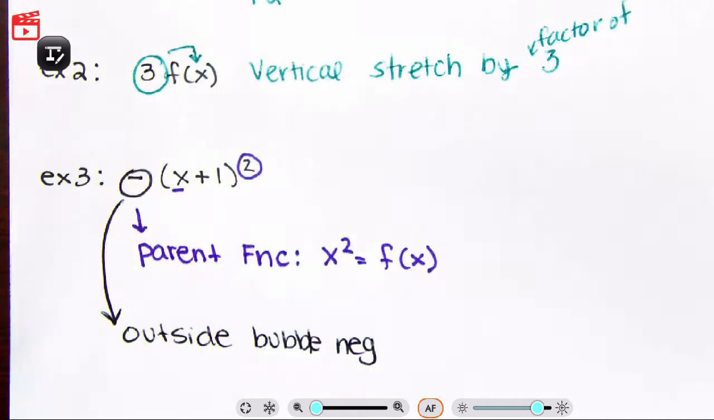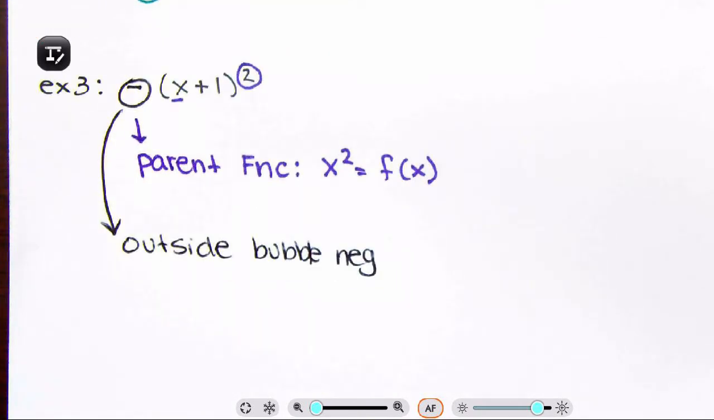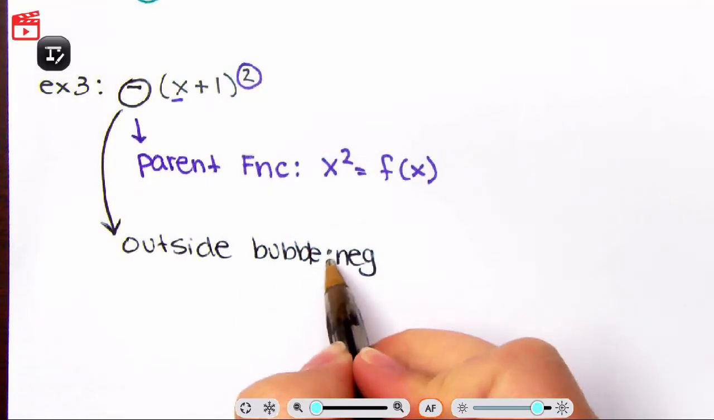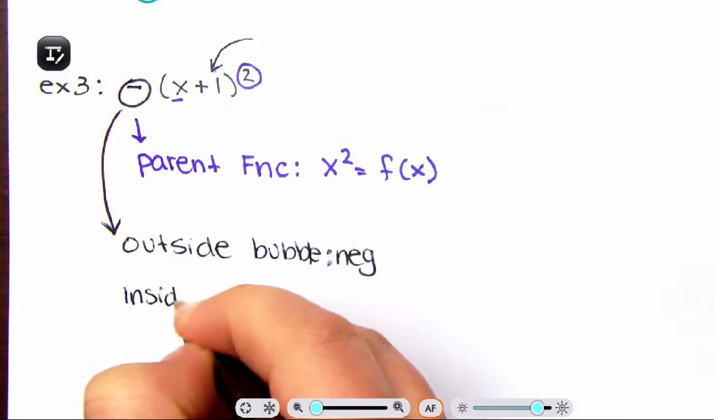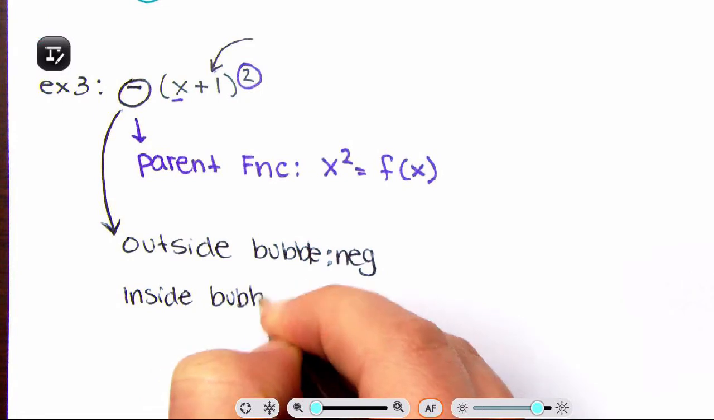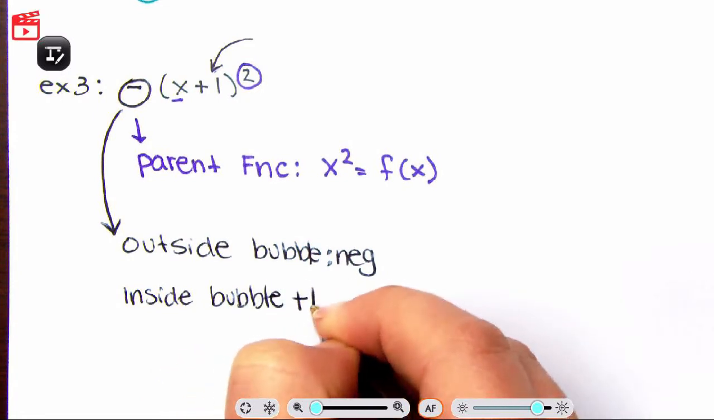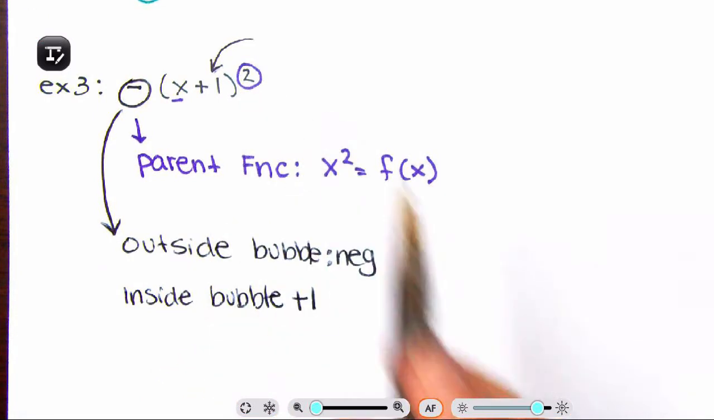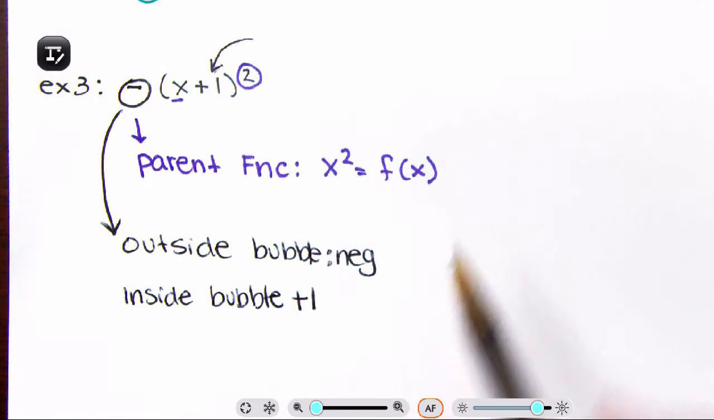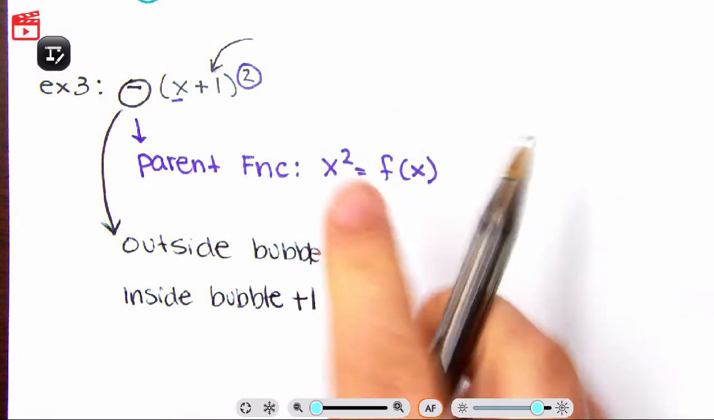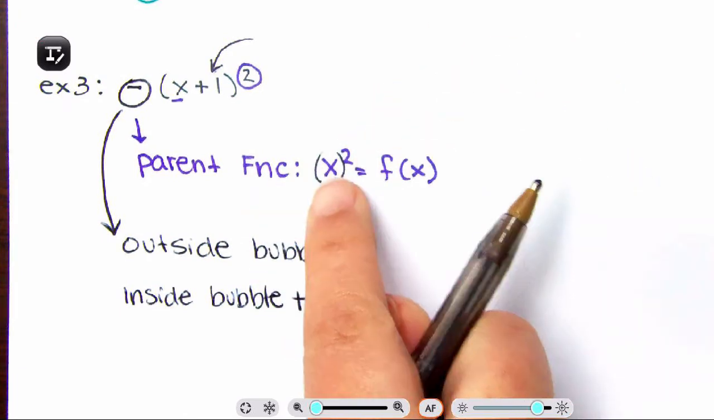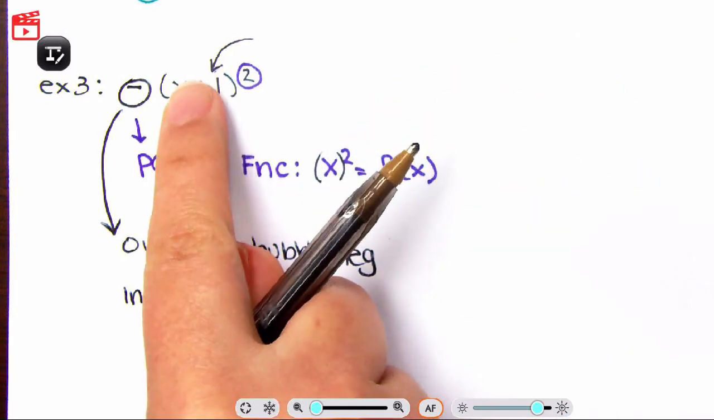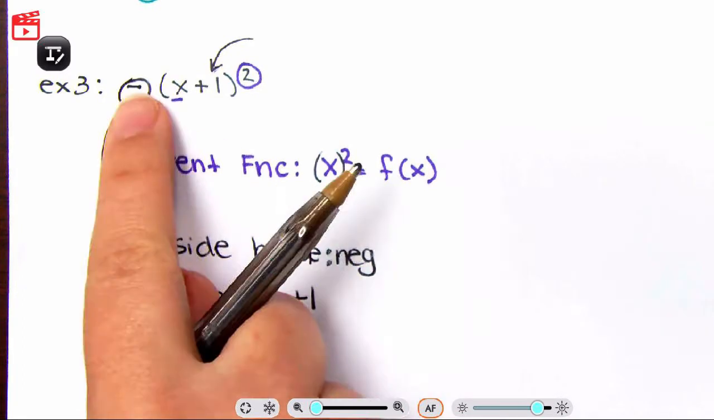So outside bubble. Now this is not the actual translation. This is my work. I have an outside bubble, a negative. I have an inside bubble, plus 1. And then I just have the squared. Now the squared belongs to the parent function. Notice that here's my parent function. I had to expand my bubble. Here's my bubble. I had to expand my bubble to put my plus 1 in it.